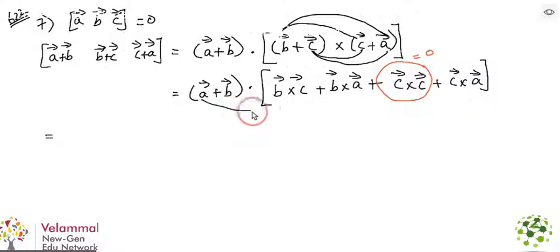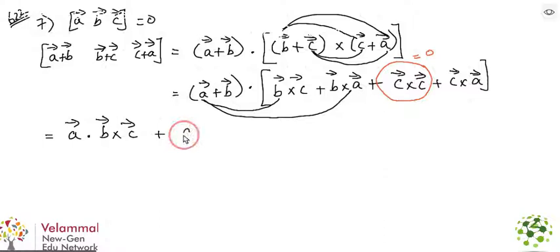So A dot B cross C. Remember how am I writing? A dot B cross C. Wherever dot is there, I put it. Wherever cross is there, I put it. And secondly, I never change the order. A, B, A. A, B, A. Same order. Then the last one is A dot C cross A.